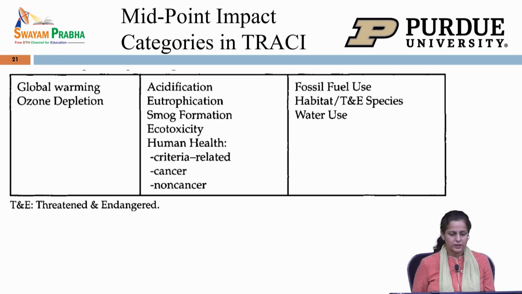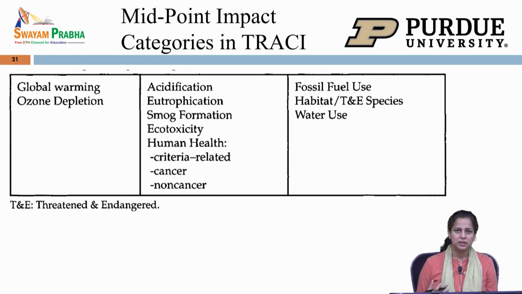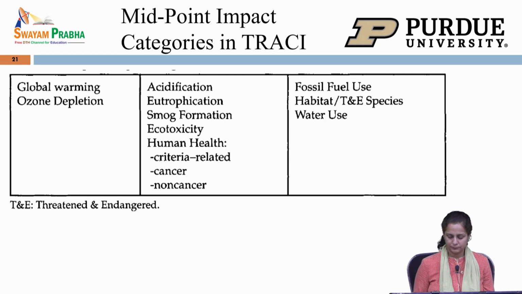These are the midpoint categories, which are also our usual suspects of acidification, global warming and ozone. One thing you will notice is that in all of the impact assessment methods, we have global warming, ozone depletion, acidification, eutrophication. Our usual suspects of impact are mostly available. They might differ slightly in terms of the characterization models that they are using.